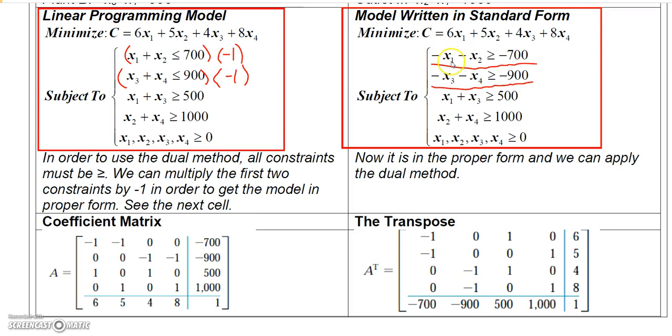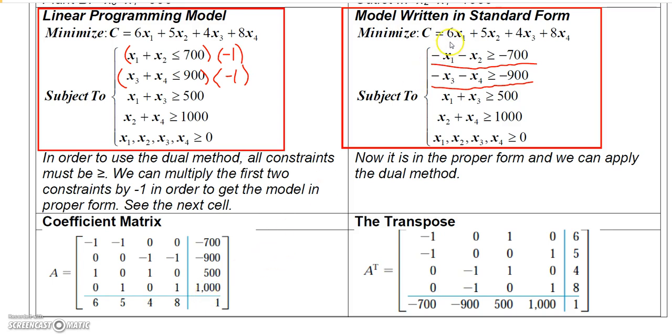-1 x1, -1 x2, so -1 here, -1 there, and there's no x3 or x4, and then the constant's -700. Now the second constraint, you have -1 for x3 and -1 for x4. So we'd put the -1s here, and then you have nothing for x1 and nothing for x2, and the constant's -900. The third constraint, you have 1 x1, no x2, plus 1 x3, no x4, greater than or equal to 500. And then your last constraint, you have 0 x1, 1 x2, 0 x3, 1 x4 greater than or equal to 1,000.